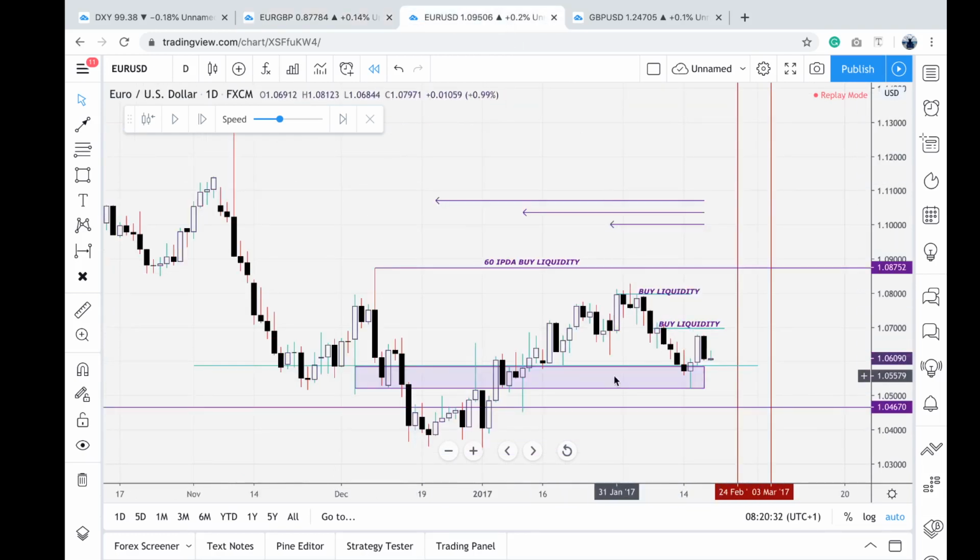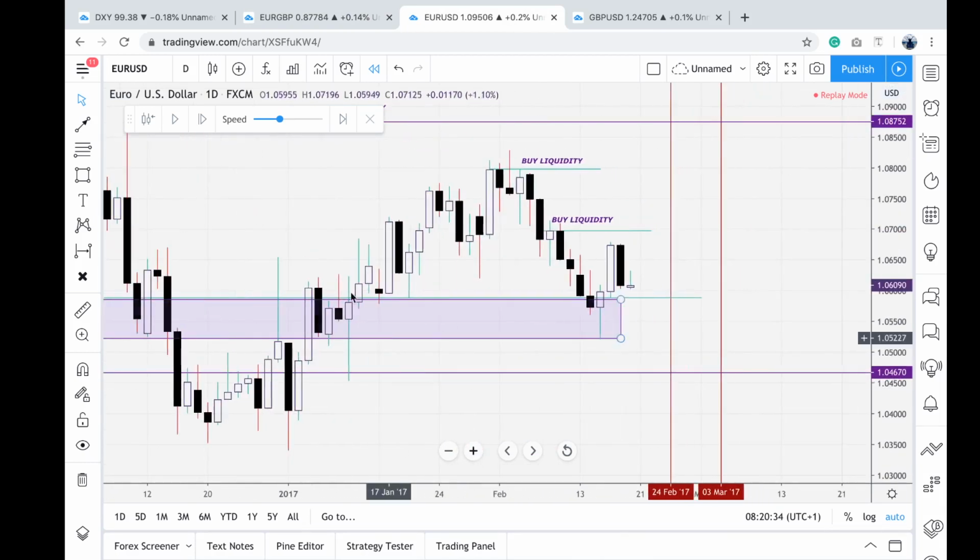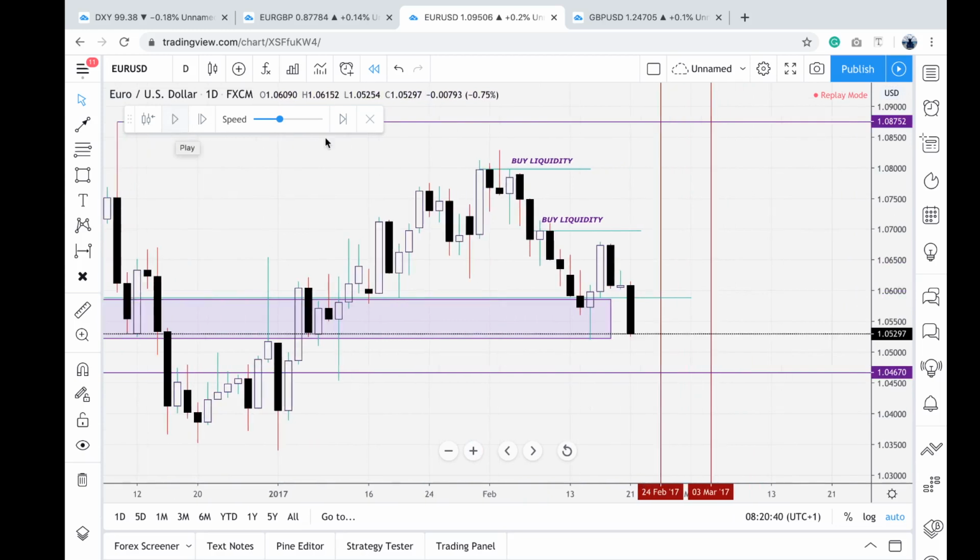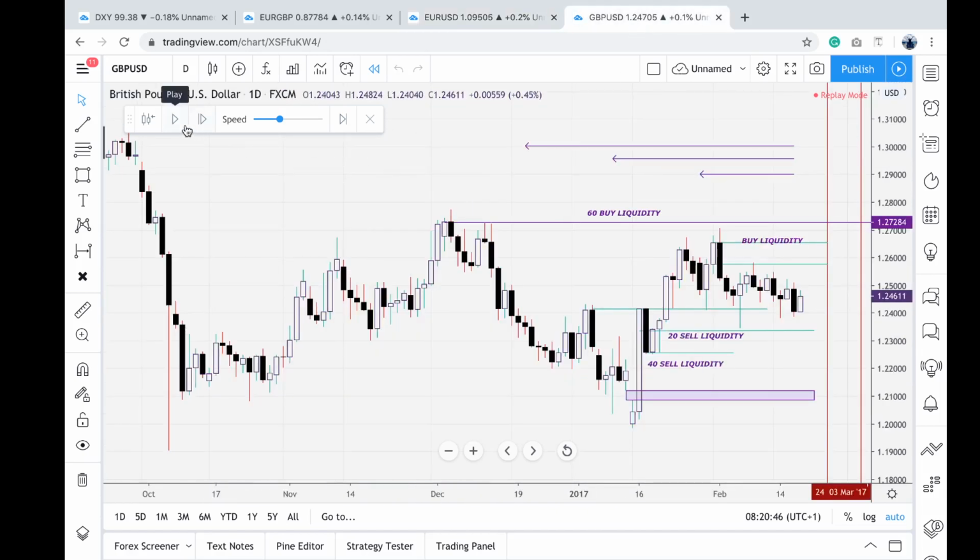Euro dollar, let's see what euro dollar actually does. We see bearishness on euro dollar, we're not trading yet. So euro dollar bearishness all the way back down. British pound US dollar, still in the range bound market.